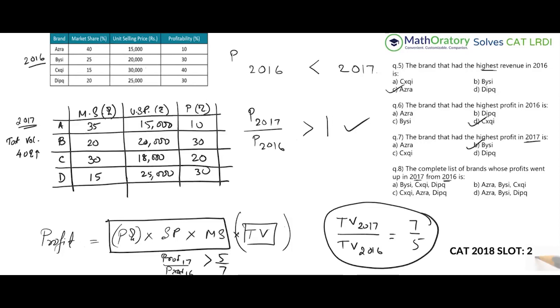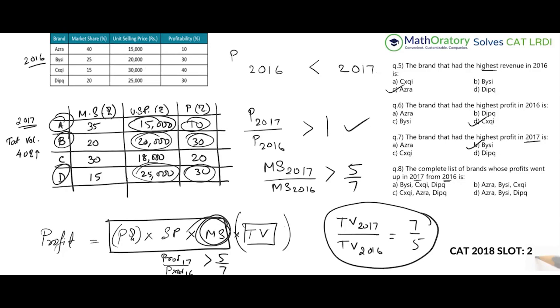That is my point. Now, the interesting part of this particular question is, if you think about the brands A, B, and D, if you remember, there was no change in the USP or in the profitability, right? The premise said the USP and the profitability remained the same for the 2 years. So all I have to do is compare the market share. I have to find whether the market share of 2017 upon market share of 2016 is greater than this 5 by 7 or not. That is what we are looking for, right?